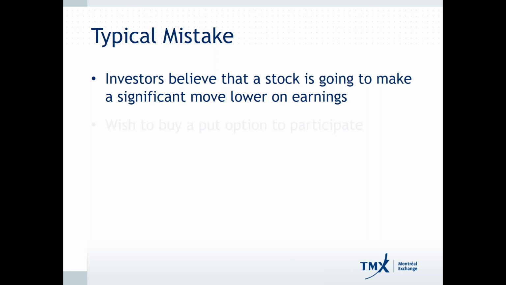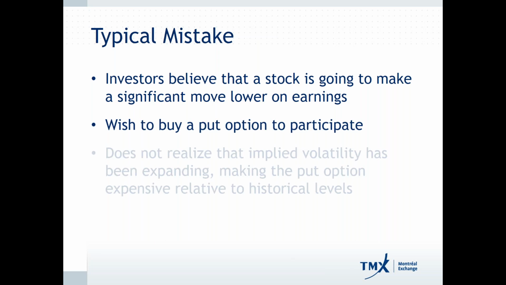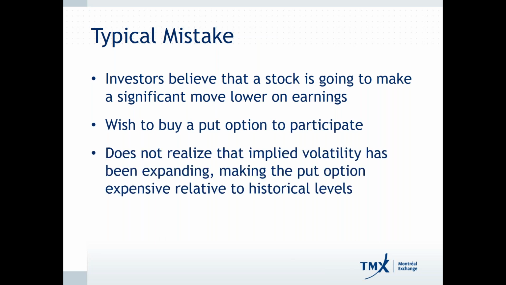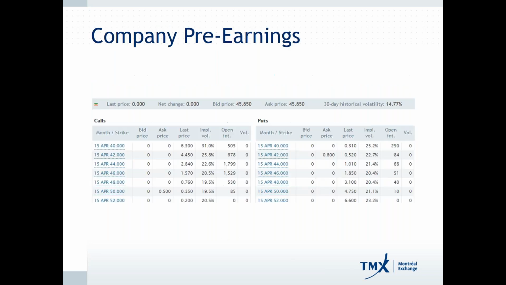Investors often believe that a stock is going to make a significant move higher or lower on its earnings, but wish to buy a put option, let's say, to participate, but they don't recognize that the implied volatility has been expanding, making that put option expensive relative to its historical levels. So here's a chart that we can reference, and I want you to observe on this options chain that this has a 30-day historical volatility of 15%, right?